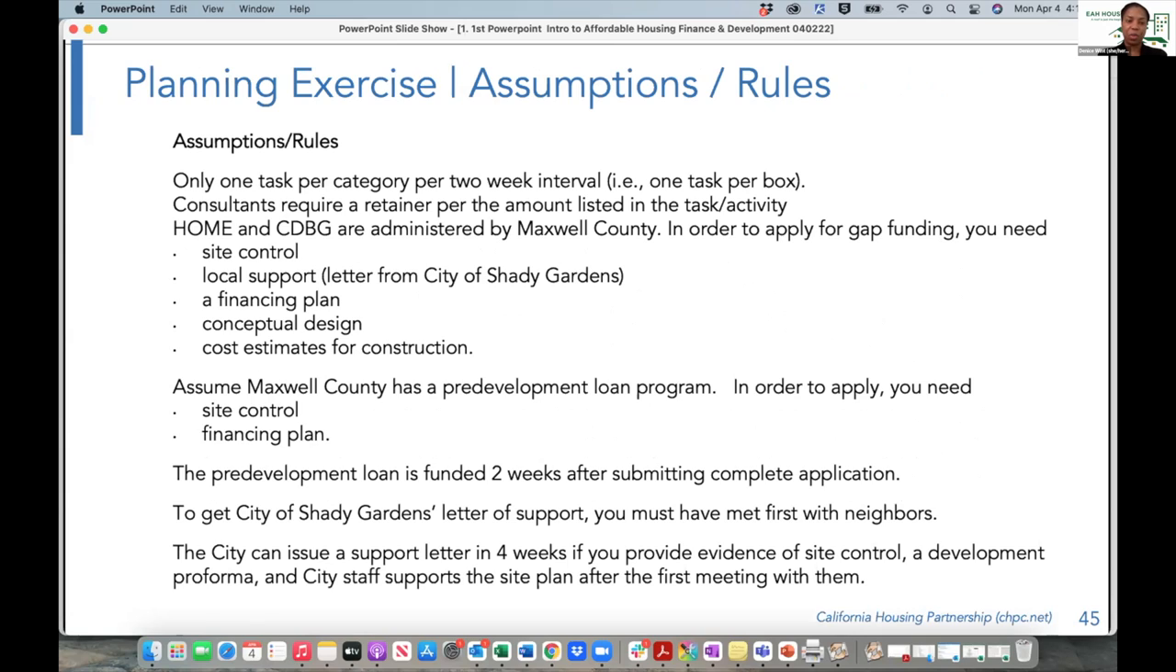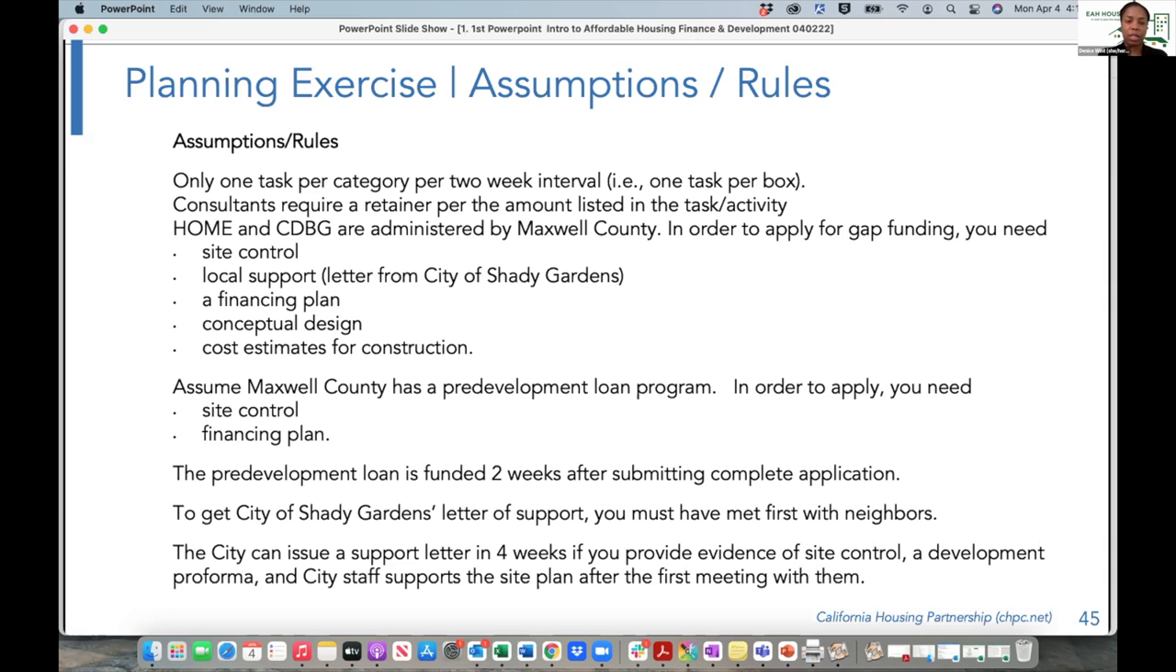So here are the assumptions and the rules. It's only one task per category based on the 2-week interval. Consultants require a retainer per the amount listed in the task activity, so you have to pay something upfront. HOME and CDBG are federal funds, and this is going to be administered by Maxwell County. In order to apply for the gap funding, which we just discussed in our pro forma exercise, you need to have site control, local support, so a letter of support from the City of Shady Gardens, a financing plan, so looking at your numbers that you just went over, a conceptual design, so just preliminary designs, and cost estimates for your construction.